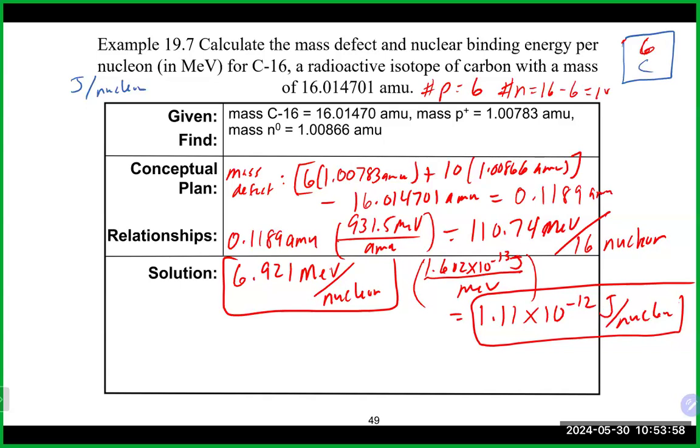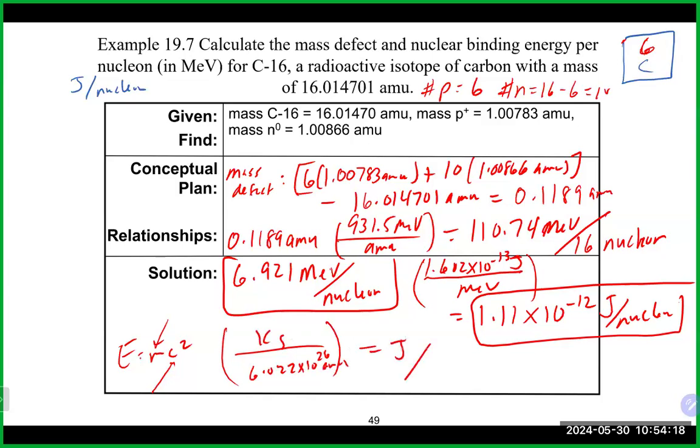Obviously, you could also use E equals mc squared, putting our mass defect in there with our speed of light, and then dividing by Avogadro's number to get the joules, and then dividing by the nucleons will get you there. And then you can do the conversion the other way as well.